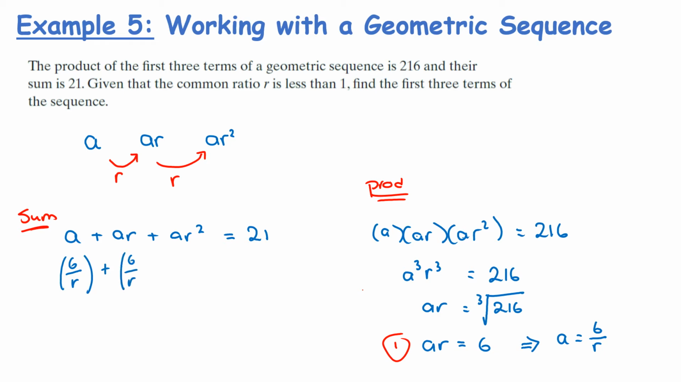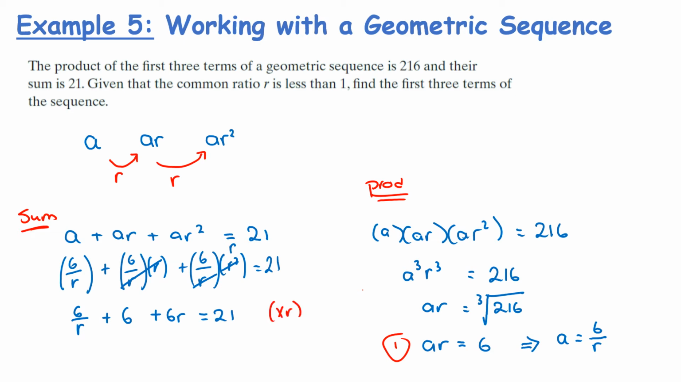So 6 over r times r plus 6 over r times r squared, and that equals 21. So they cancel, leaving r, they cancel, and we've a cleaned up version of 6 over r plus 6r equals 21. Now we can get rid of the fractions, so I'm going to multiply across by r. That leaves me 6 plus 6r plus 6r squared equals 21r.